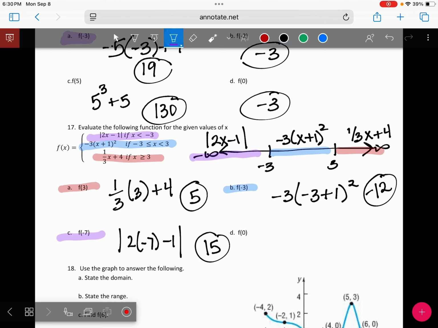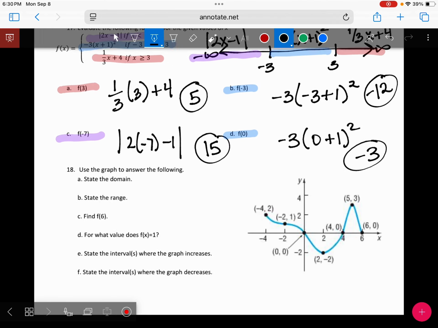0 is owned by the blue family. See, 0 falls on their land. So I'm going to use this one. So that would be -3 times (0 plus 1) squared. So that would be 0 plus 1 is 1. 1 squared is 1. -3 times 1 is -3. Okay.